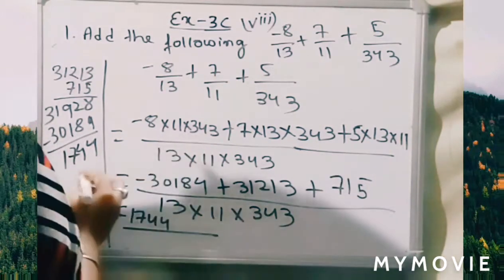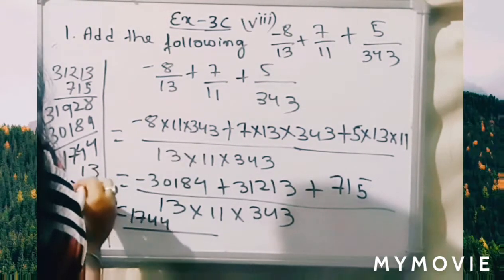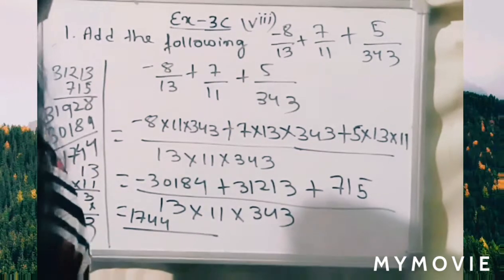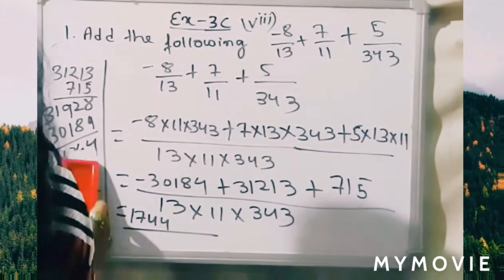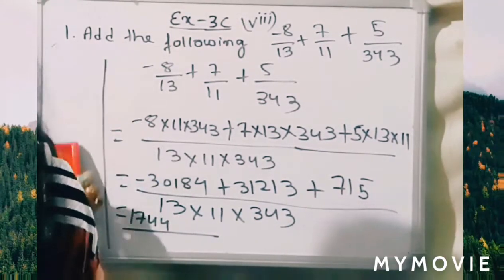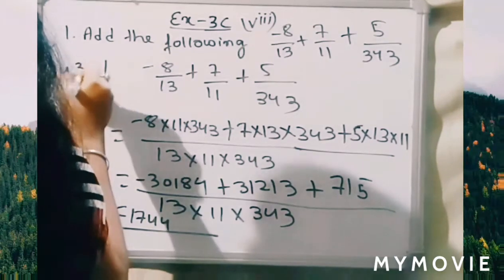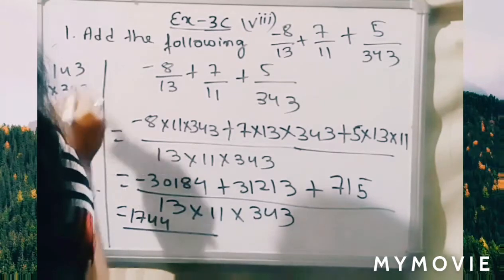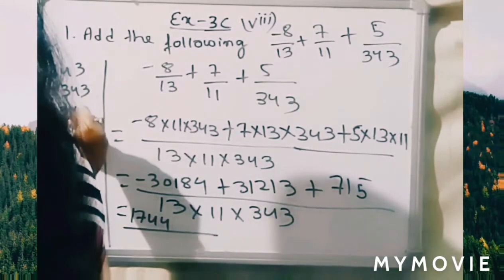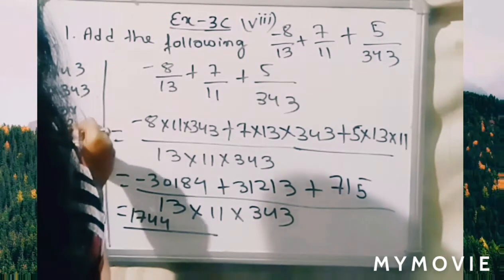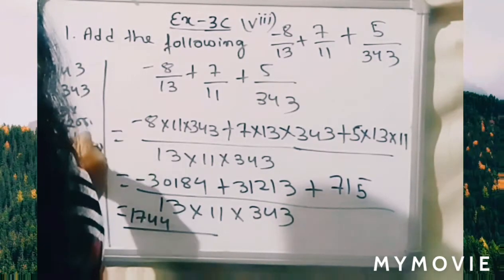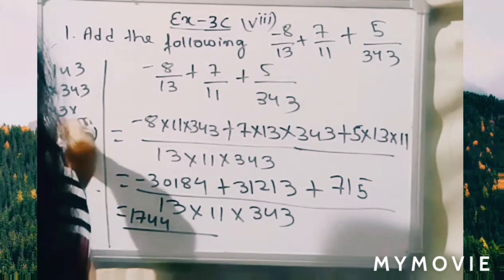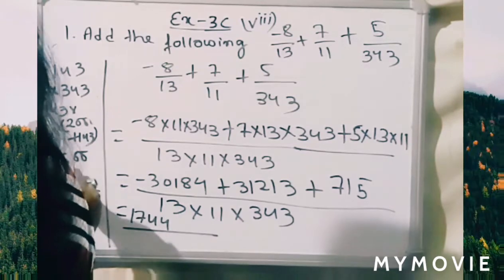13 into 11 will be 143. Let me check. Yes, 13, again 13, it is 143. Now 143, if I multiply with 343, you see how I am multiplying. 143, I am multiplying with 343. But this 343 I can write as 300 plus 43... Now 3 2s are 6, 2 4s are 8, 2 1s are 2. This is the shortcut way of multiplication.